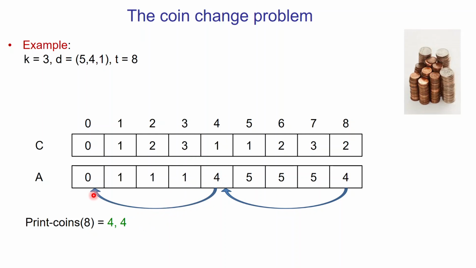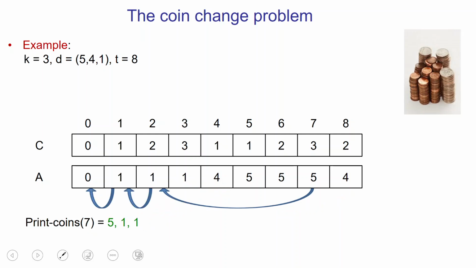And to give another example, here's what happens for 7. 7 has a cost of 3. The first coin to use is 5. This would take me to a value of 2. 2 has cost 2, and the first coin to be used will be the coin 1. So you output 5, 1. Then you get here. Again, you have to output the coin 1. You output this, and then you're done. And here is how you output solutions in dynamic programming.